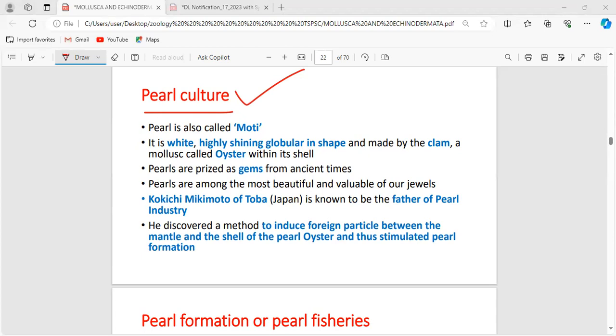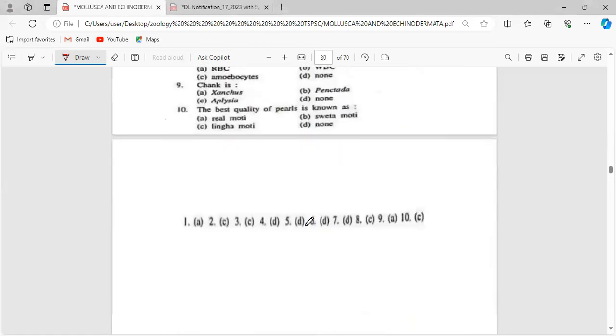Any doubts? Okay, fine. We'll move on to the pearl culture. Good. Pearl is also said to be as the moti. Okay, wait, let me see. Are there any questions?